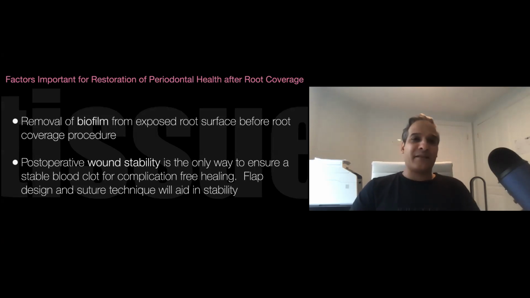So the other things that are important is that you have to remove the biofilm. You have to clean the root surface and make sure that it's maintained and cleaned, or else you can get progression of disease. And also the stability of the wound, meaning that when we treat these things, we want to have a stable site. There can't be any movement. There can't be any disruption of the blood clot. The flap design has to be perfect, and the suturing and everything has to aid in this. So wound stability is key to get a good result after we treat a site.